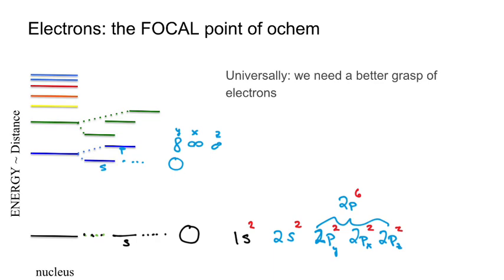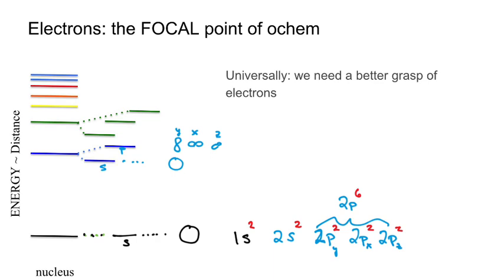Okay? Just for giggles, you said octet. What does octet mean? 8. Cool. 2 plus 2 is 4, plus 6 is not 8. Something weird is going on here. What's a weird thing going on?